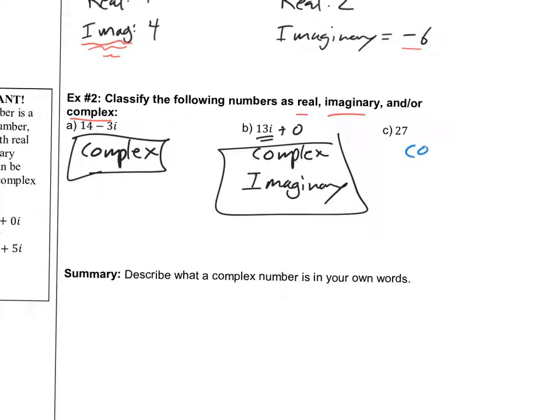Okay, so again, remember, everything is complex. So complex should have been one of your answers. And because you could write this as 27 plus 0i. And then also, obviously, 27 all on its own is a real number. So we would just write it as real. So this one should be complex and real.